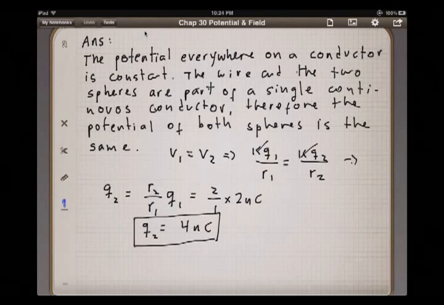You would produce a current through the wire which will equalize the two potentials. So the equilibrium condition guarantees that the potential everywhere is going to be a constant, which is the property that we're using here to find the unknown charge.